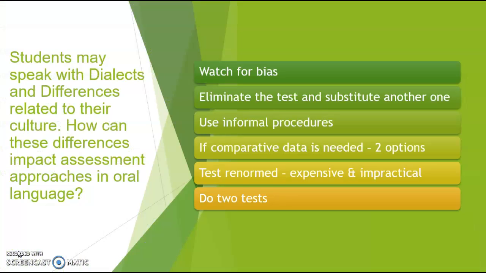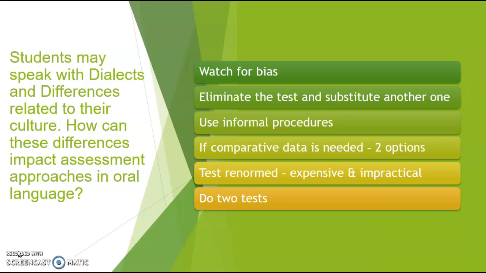The first question we're addressing is students may speak with dialects and differences related to their culture. How can these differences impact assessment approaches in oral language? One of the big things is there's such a difference in the languages. Like Black English is very prominent of the different dialects that you'll hear. A lot of times they will cut off ending sounds. They may change beginning sounds of words. So we have to be careful when we're doing testing to watch for bias.